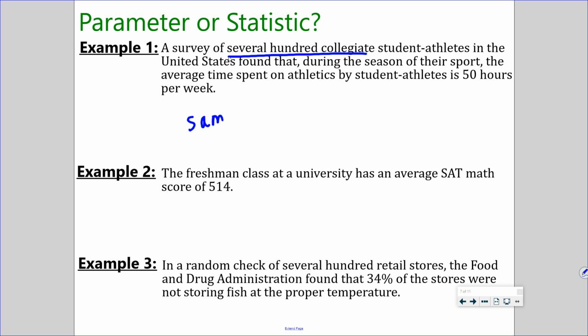Do we have to put sample statistic? I don't think so on ALEKS. I think you just check statistic or parameter. Yeah, you don't have to put sample.